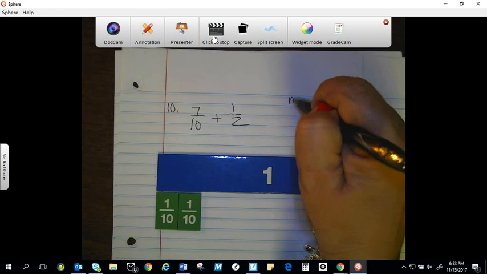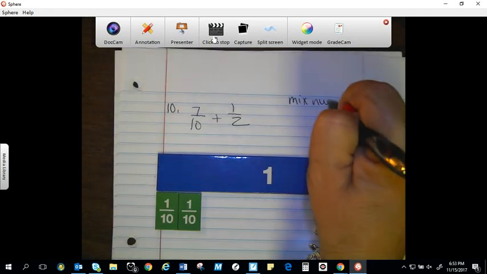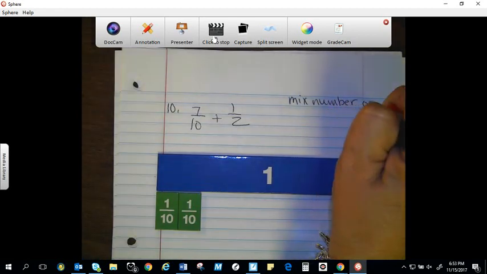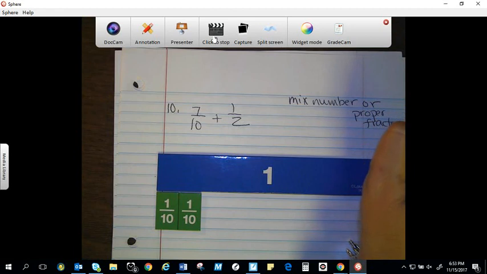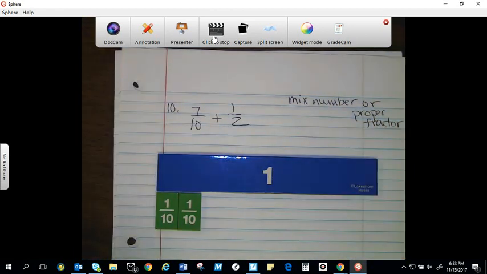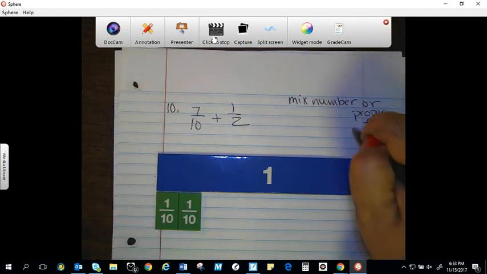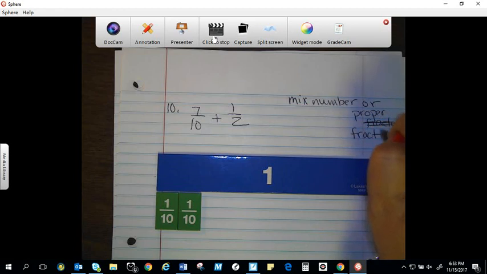Is it going to be a mixed number or proper fraction? And a proper fraction is where the numerator is less than the denominator. Fraction. Oh my gosh. Thank you for whoever called that out. I got somebody's mindful vibration. Fraction. Okay, there we go. And that is an R, proper fraction.